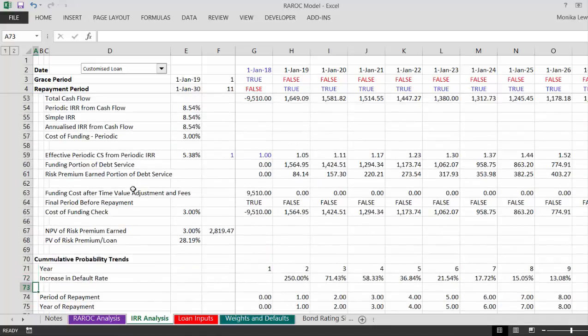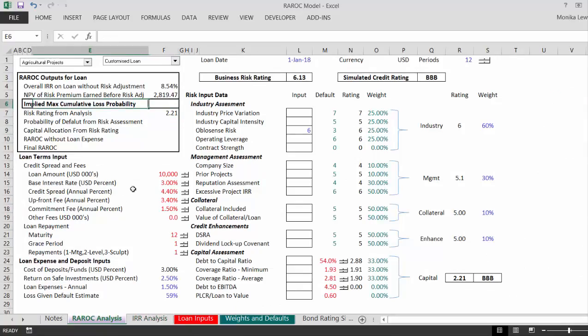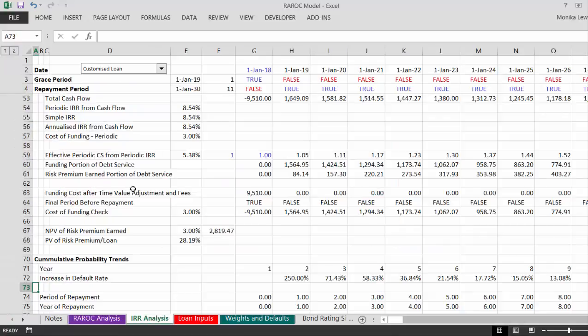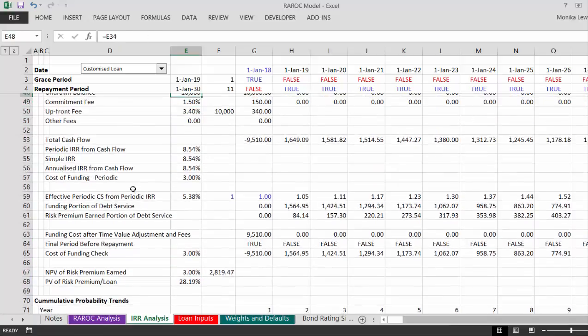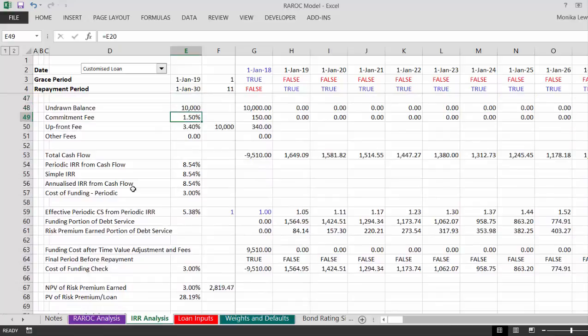Now, what we're going to do in this video is fill in the implied probability of loss. In the last video I made, we said, okay, why don't we just take the present value of the risk premium at the funding cost, and divide that by the NPV, the balance of the loan. And then we get this percentage.